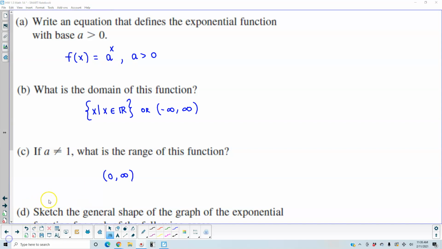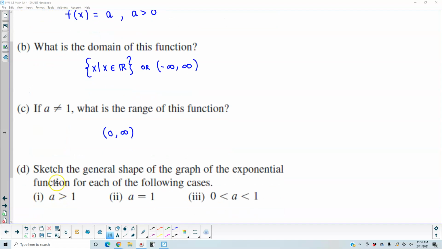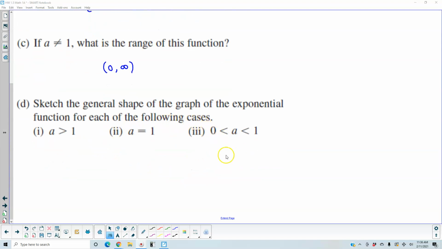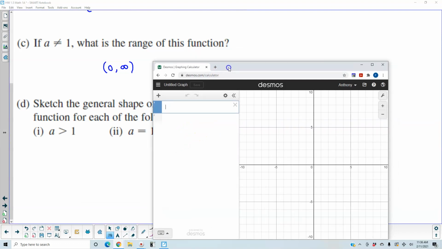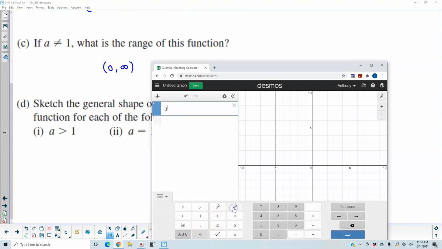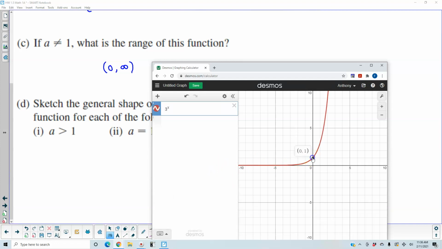Okay, now in part D it says we want to sketch the general shape of the graph of the exponential function for each of the following cases. So the first case is where a is greater than 1, meaning the base is greater than 1. So let's take a look at graphing a function. If we let that base be, let's say, 3, and that's greater than 1, and our exponent has to be x, then we can see what this shape looks like.